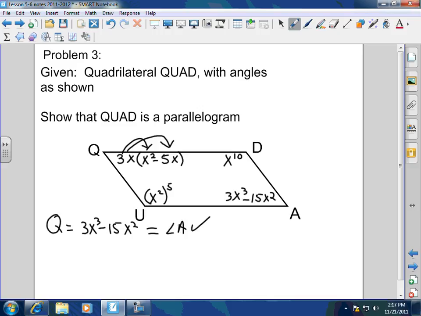How do I simplify angle U? X squared raised to the 5th power is x to the 10th. Does that not equal angle D? So if opposite angles are congruent, then the quadrilateral is a parallelogram. So since Q is congruent to A, which are opposite angles, and U is congruent to D, which are opposite angles, this quadrilateral is a parallelogram. Does that make sense? Okay.